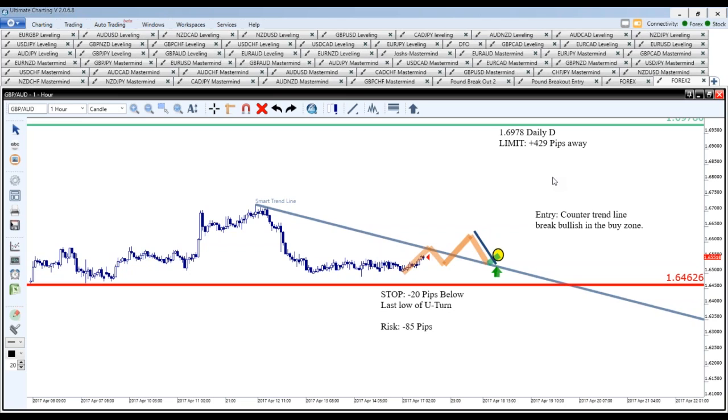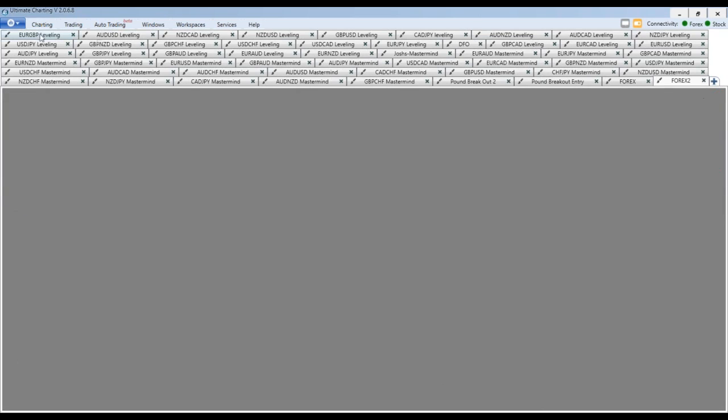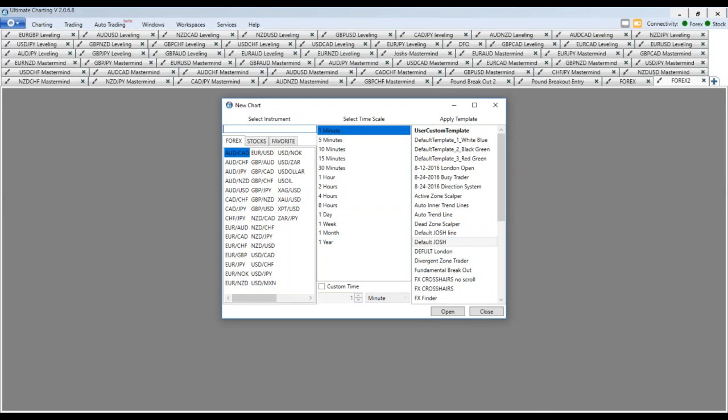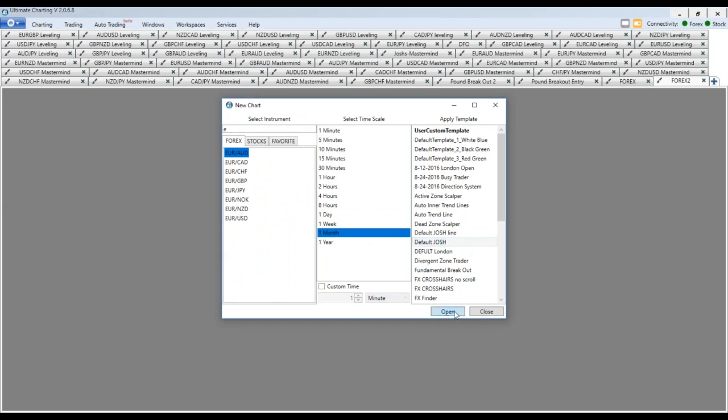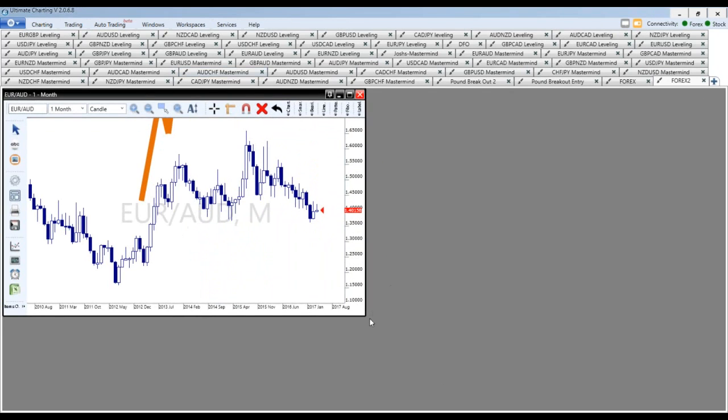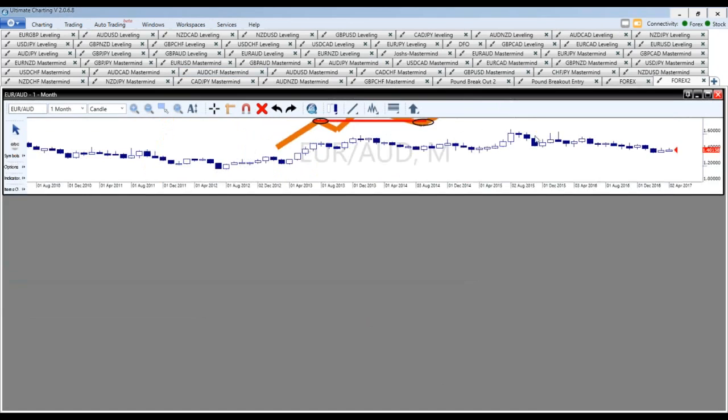Okay, let's pull up the Euro Aussie and let me kind of walk you through what I mean. Okay, so what the heck is grid trading? Well, let me pull up the Euro Aussie and kind of prove the concept first. We're going to bring up the monthly time frame. And so what's the theory behind grid trading?